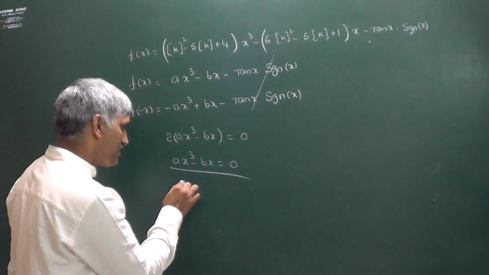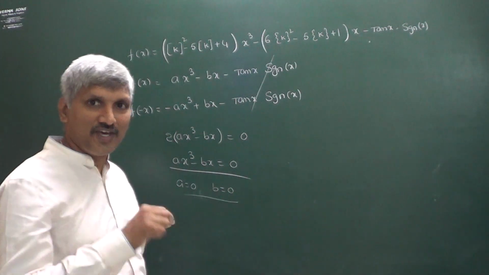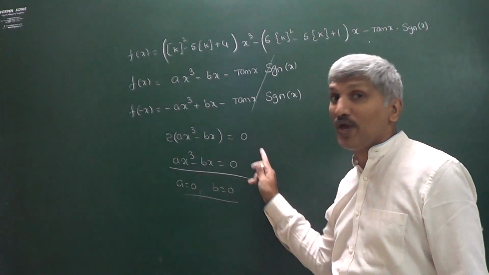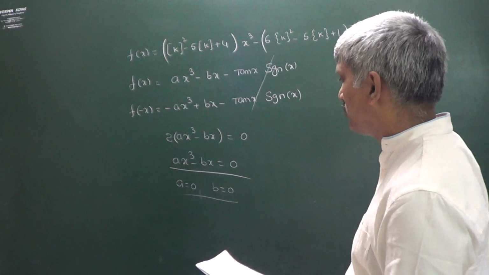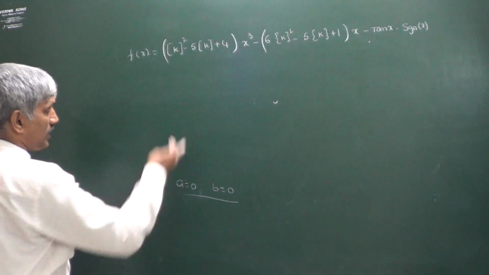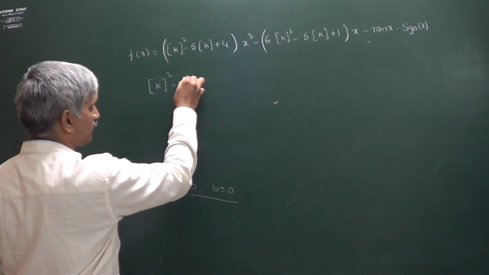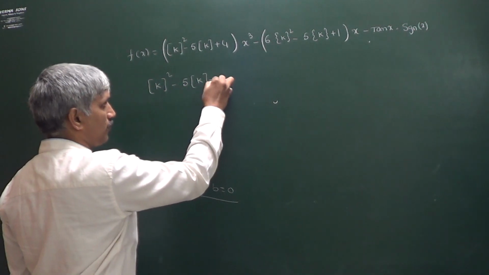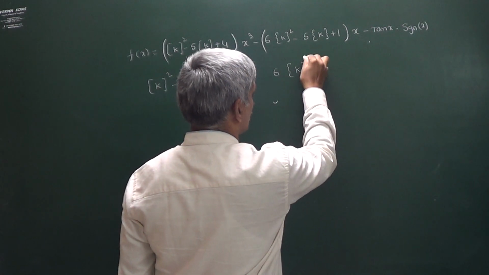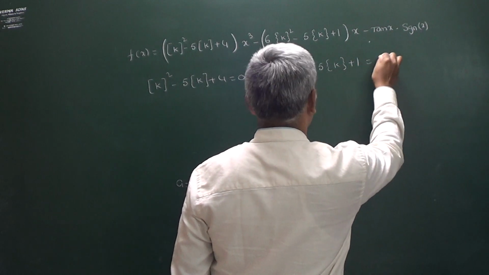Then what can we say? A must be equal to 0. B must be equal to 0. If A is 0, B is also 0, then only it is possible that this is always 0. That's why A must be equal to 0 and B must be equal to 0. That is the information we got. But what is A? Yes, this we considered as A: integral part of k whole square minus 5 into integral part of k plus 4, we got 0. Another information, 6 into fractional part of k whole square minus 5 into fractional part of k plus 1 is equal to 0 we got.